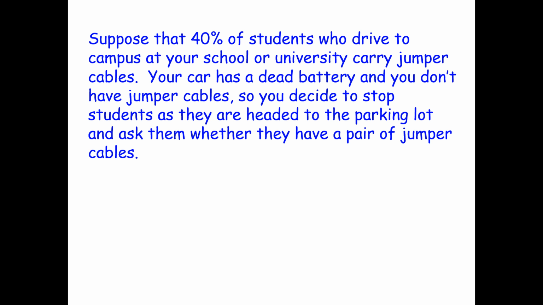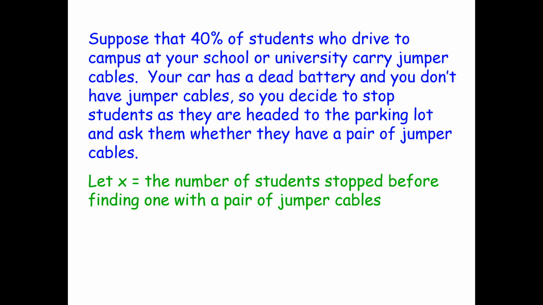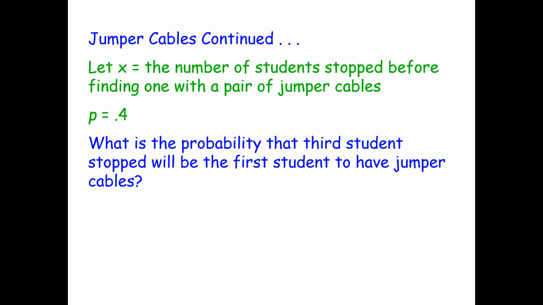So what are we going to define as our random variable here? Well, we're going to let x be the number of students stopped before finding one with a pair of jumper cables. Is this a geometric distribution? Yes, because we're going to go until we find somebody that has jumper cables. So we're going to let p equal 0.4.